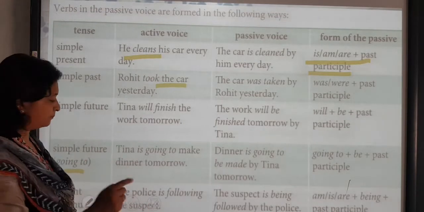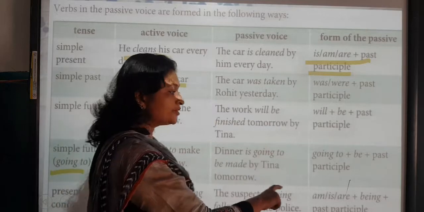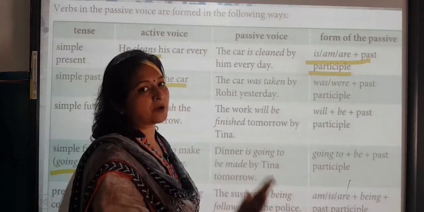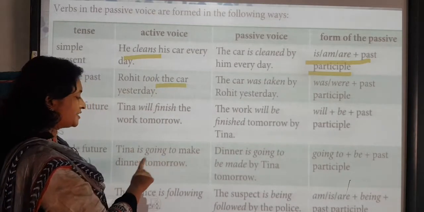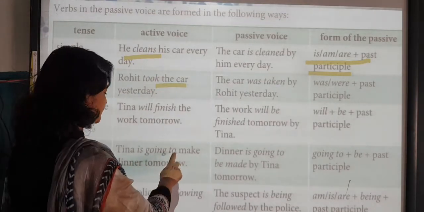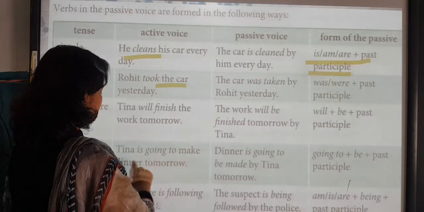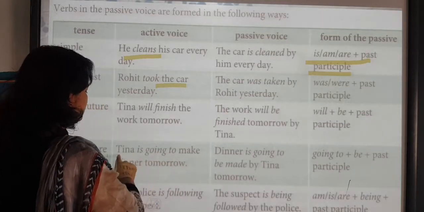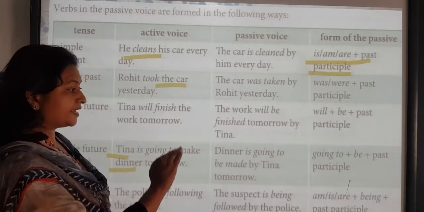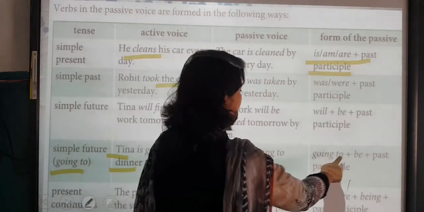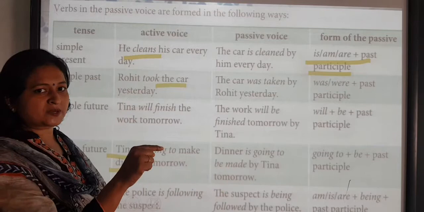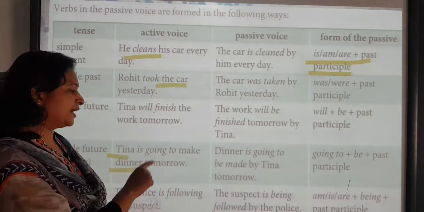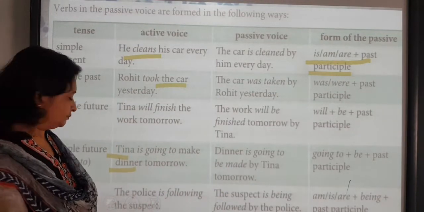Now next is simple future, that is going to. ING लगने वाला है. So what is the rule? Going to plus be plus past participle. Tina is going to make dinner tomorrow. What is the object? Dinner. And what is the subject? Tina. So dinner is going to be made. Make का past participle क्या है? Made. Made by Tina tomorrow.